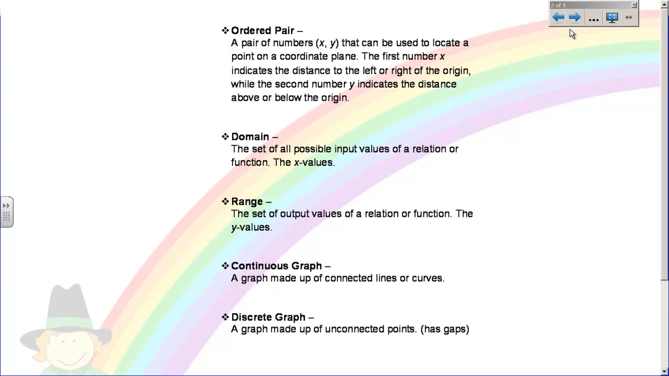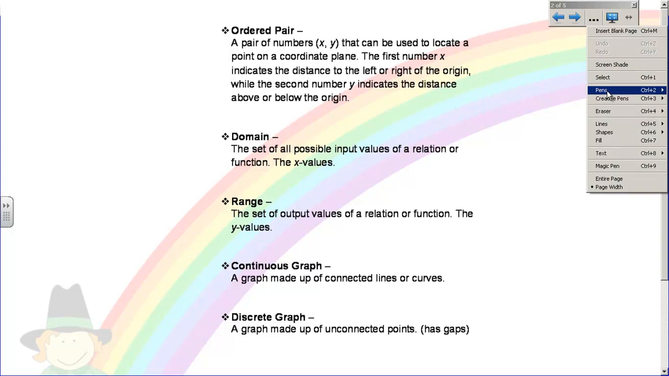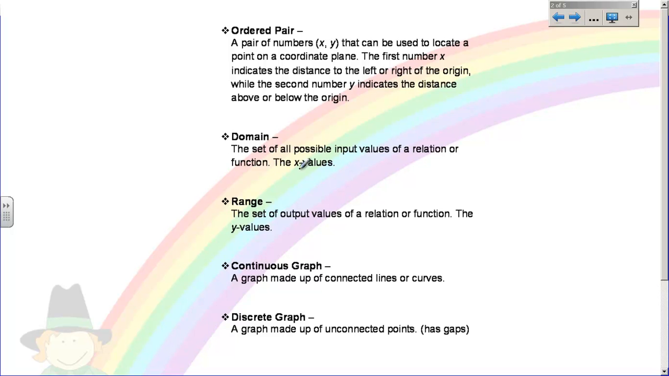Hopefully you know what an ordered pair is by now, but just in case, there is the definition for ordered pair, domain and range, and then continuous graph and discrete graph. Domain is the set of all possible input values of a relation or a function, or it's the x values. That is the important part of that definition. So domain is always x, and then range is the set of output values, or y. So domain is x, range is y, and that will always be the case no matter what.